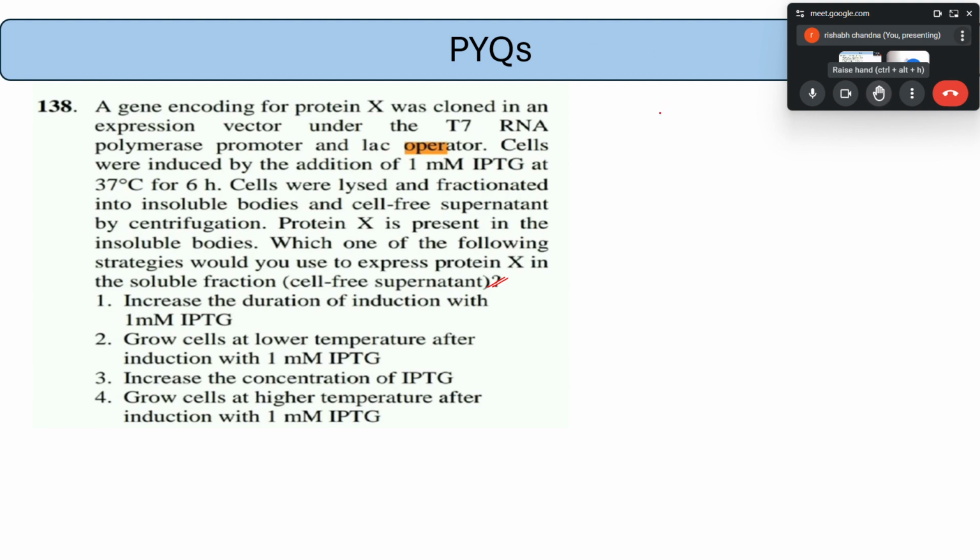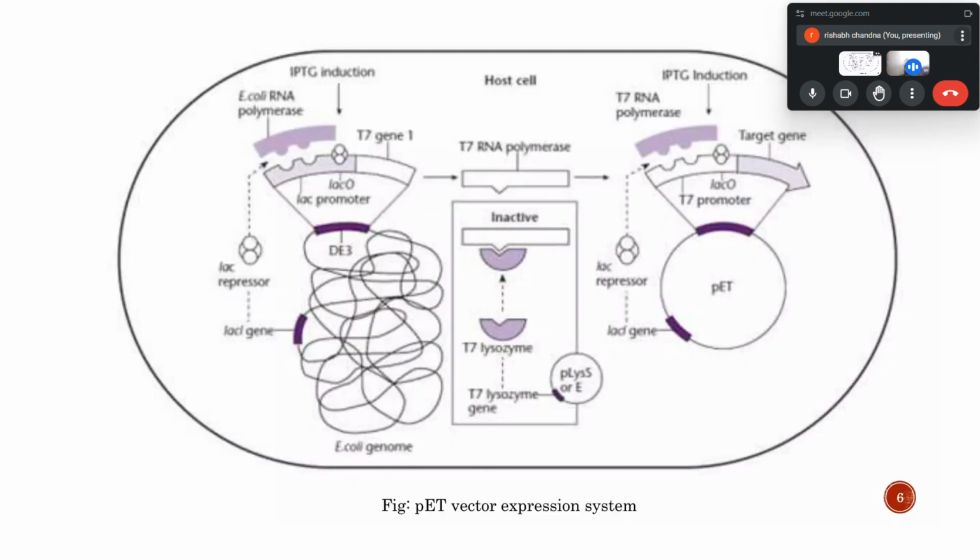First we'll understand what the pET system is. This particular system, where T7 RNA polymerase is used under the control of the lac operator, is called the pET expression system. This is the basic idea about the pET expression system. First we'll understand this, then we'll move on to the question.